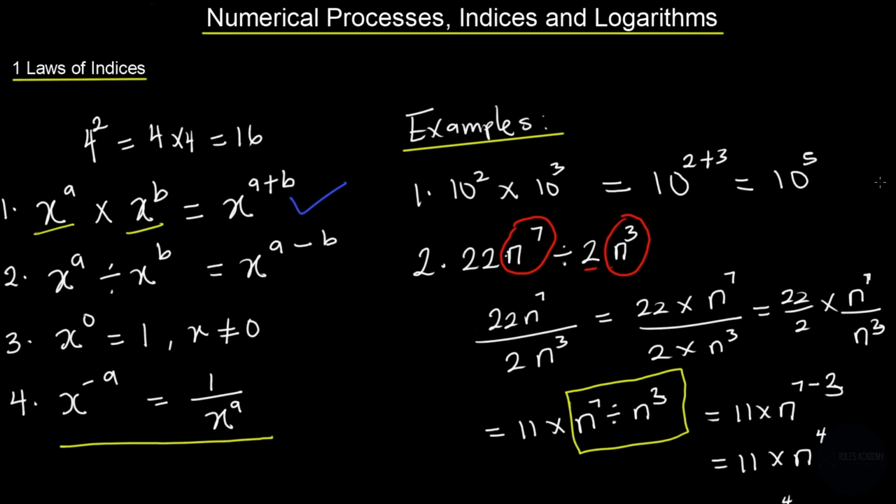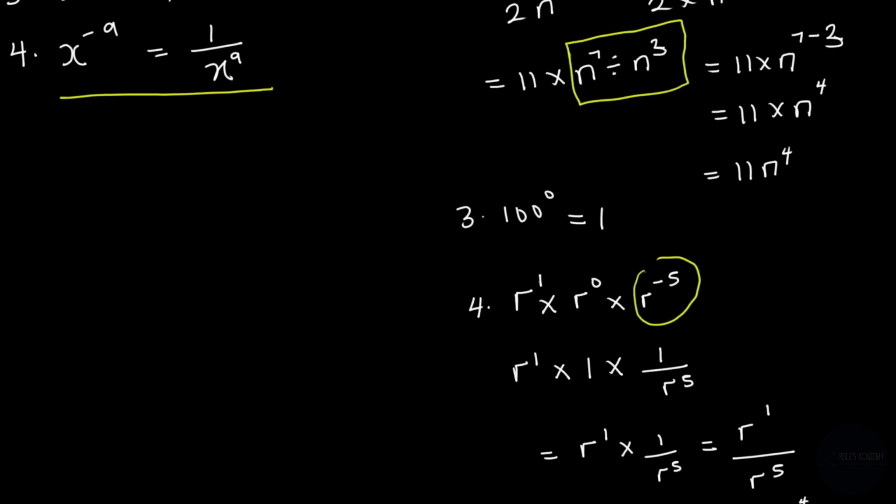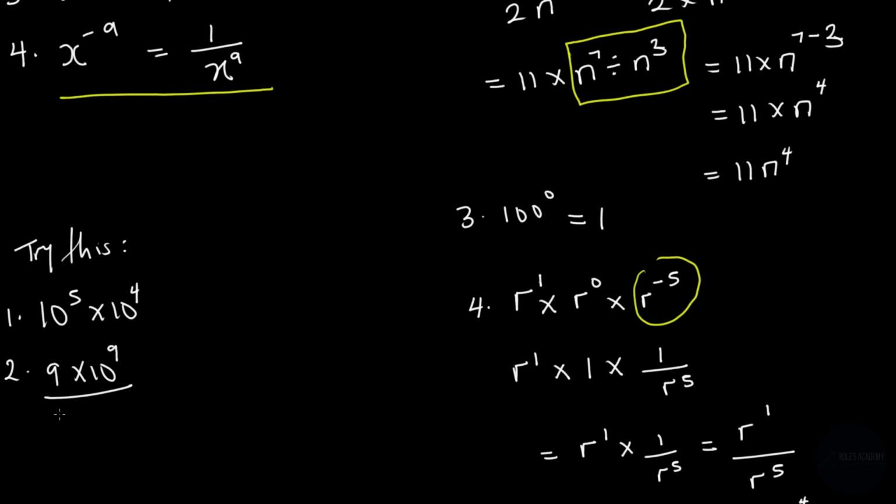Before we look at the extension of the laws of indices, I want you to try the following exercises to test what we've learned thus far. Number 1: if you have 10 to the power of 5 multiplied by 10 to the power of 4. Number 2: if you have 9 multiplied by 10 to the power of 9, and then everything divided by 3 multiplied by 10 to the power of 3.